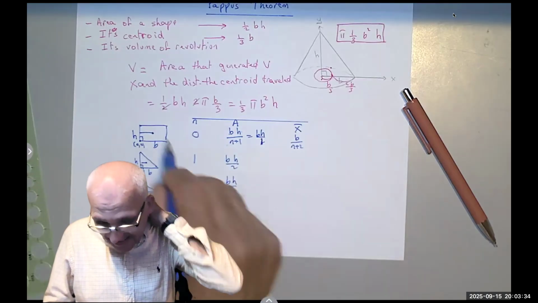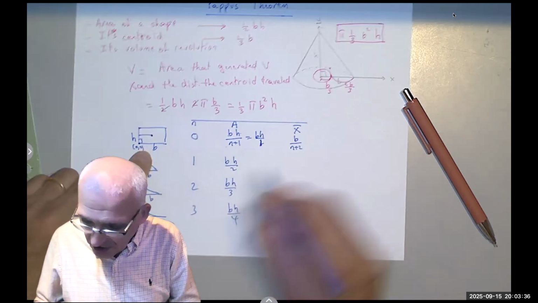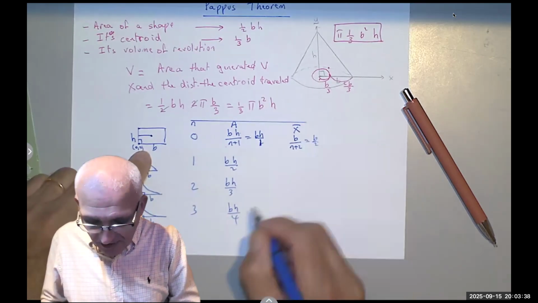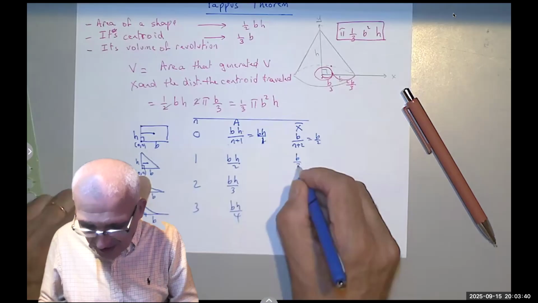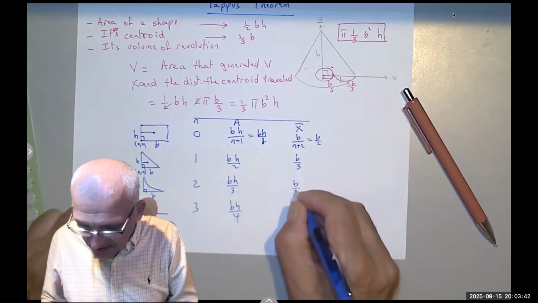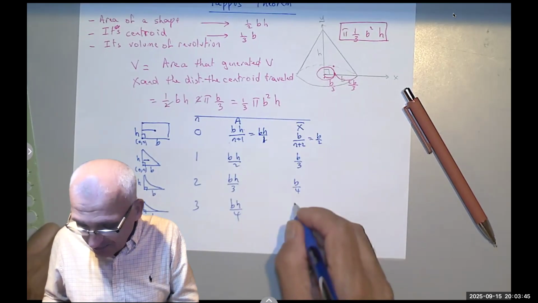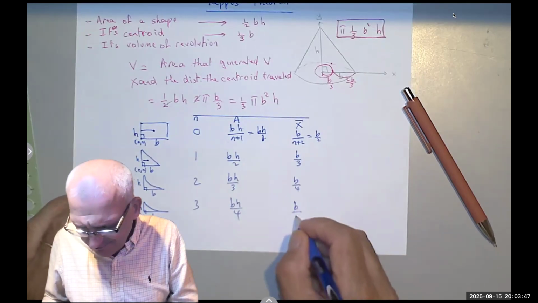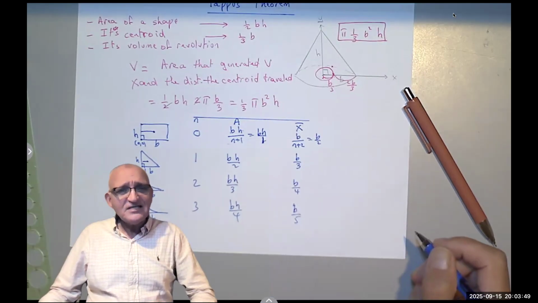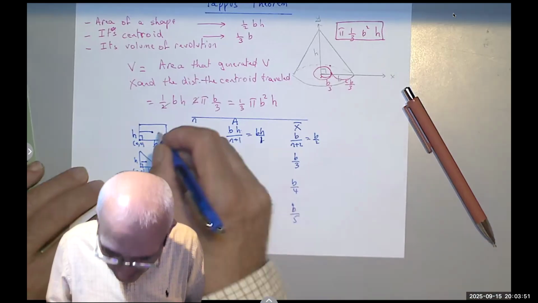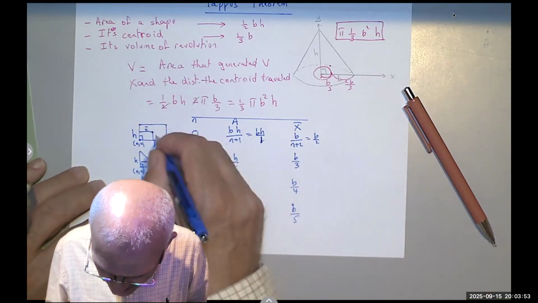So if it's a rectangle, n is 0, so that becomes b over 2. If it's a triangle, it's b over 3. If it's a second degree parabola, it's b over 4. If it's a third degree parabola, it's b over 5. Amazing. So easy, right? So this is x bar, this is y bar.